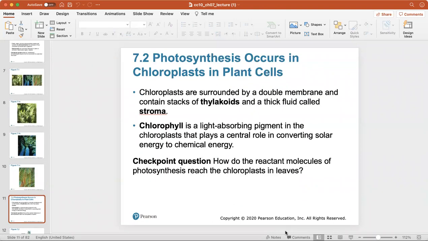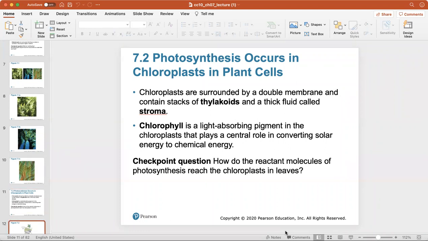Photosynthesis occurs in the chloroplasts in plant cells, and the chloroplasts are surrounded by a double membrane and contain stacks of what we call thylakoids and a thick fluid called stroma. Chlorophyll itself is a light-absorbing pigment in the chloroplast that plays a central role in converting solar energy to chemical energy. And how do the reactant molecules of photosynthesis reach the chloroplasts in the leaves? They will travel through and enter the leaves from the sun.